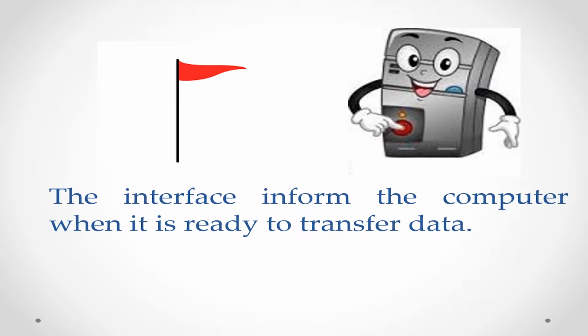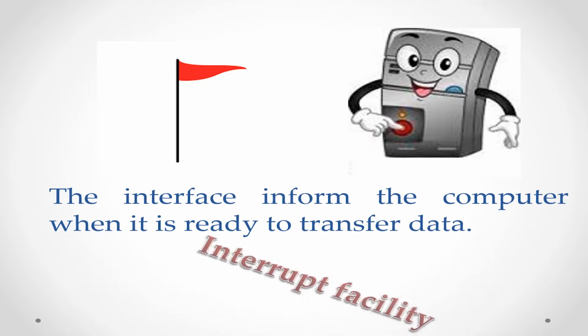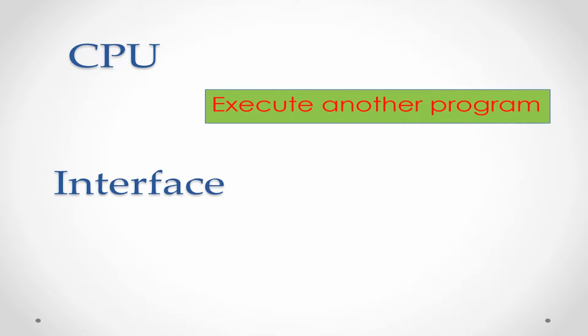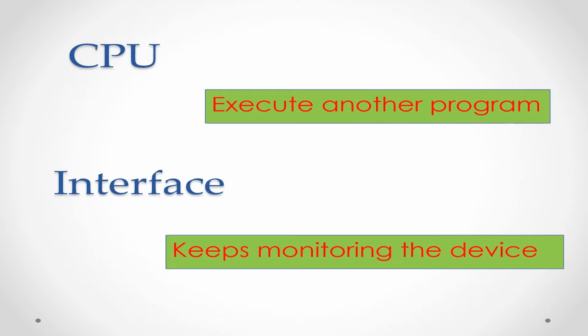Interrupt-initiated input-output. An alternative to the CPU constantly monitoring the flag is to let the interface inform the computer when it is ready to transfer data. This mode of transfer uses the interrupt facility. In the meantime, the CPU can proceed to execute another program. The interface, meanwhile, keeps monitoring the device.